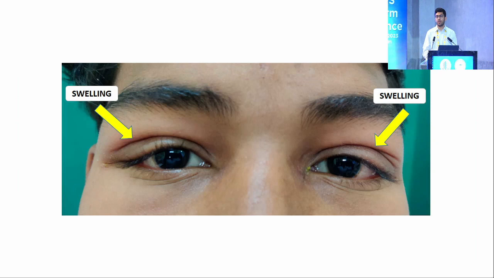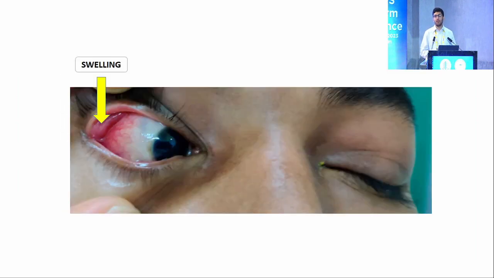The picture here shows bilateral swelling in both upper eyelids. I have a picture here showing the everted upper eyelid with the swelling.